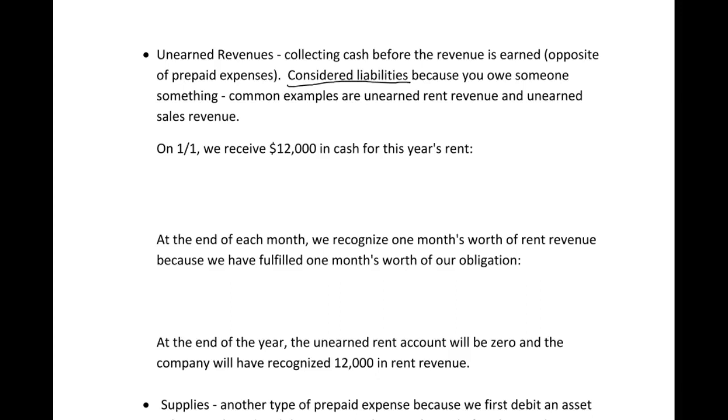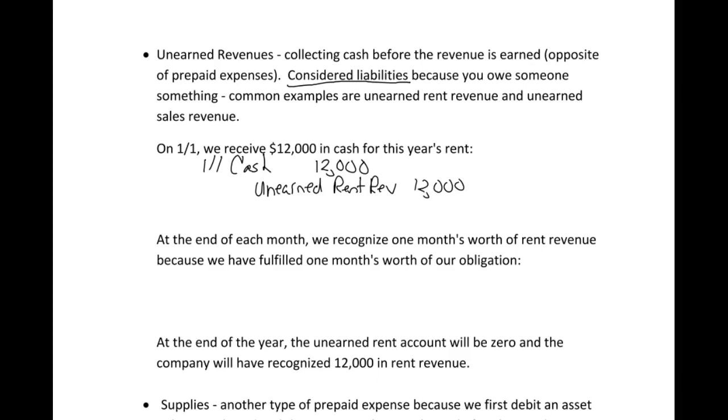Other common examples would be unearned sales revenue. When somebody pays you in advance for something, you still have an obligation to perform the work. Looking at this, we're going to use the exact same example: the 12,000 rent, but now we are the landlord. On January 1, we are now receiving the cash. Once again, these are deferrals, which means cash comes first, the expense or revenue comes last, and we will call this unearned rent revenue.